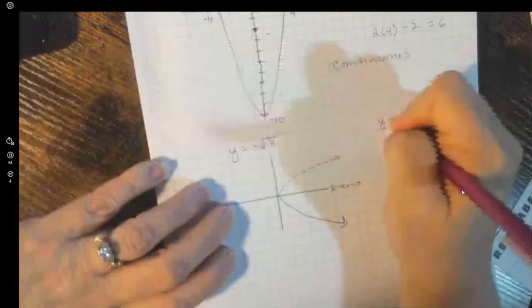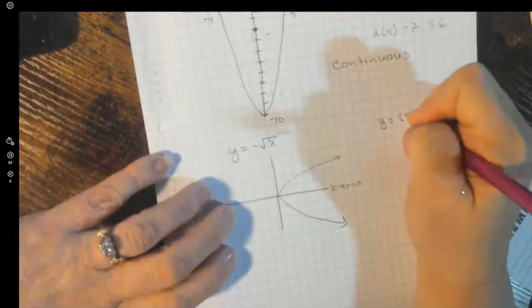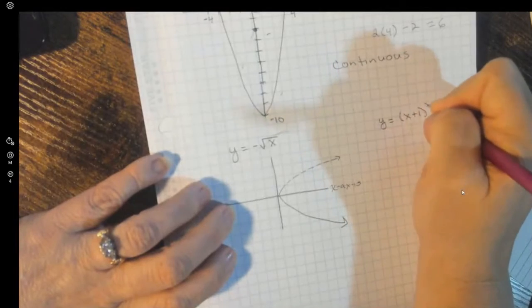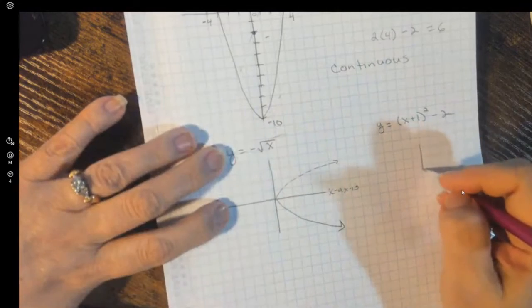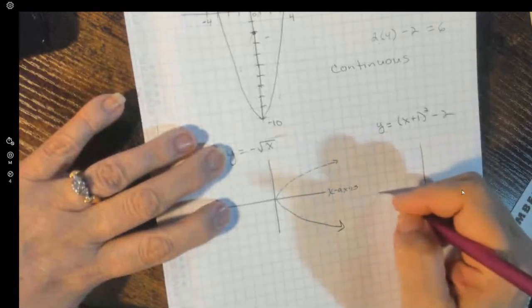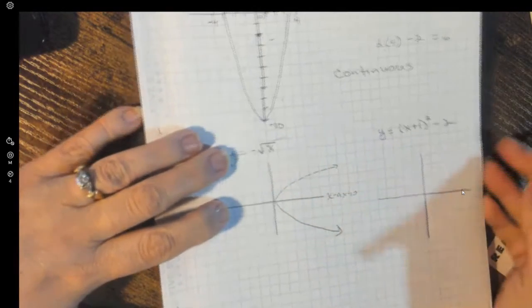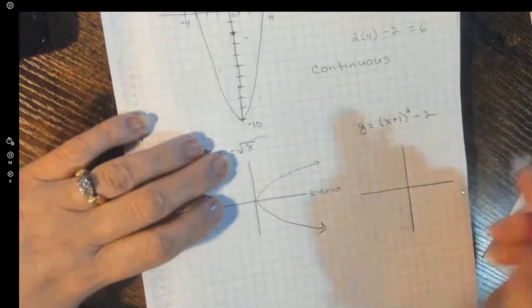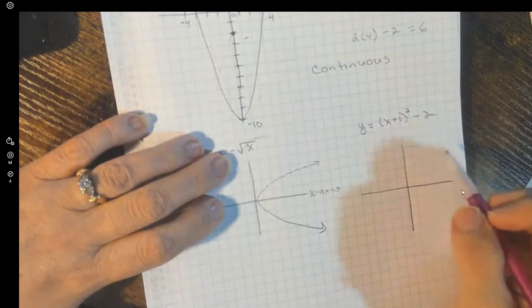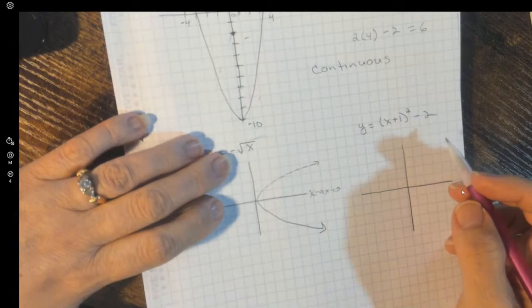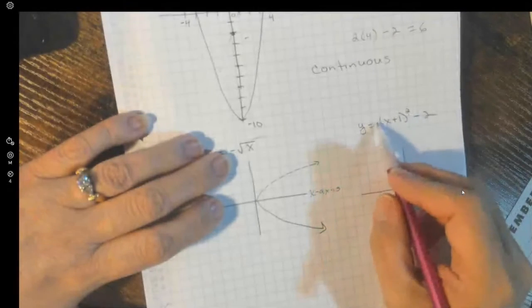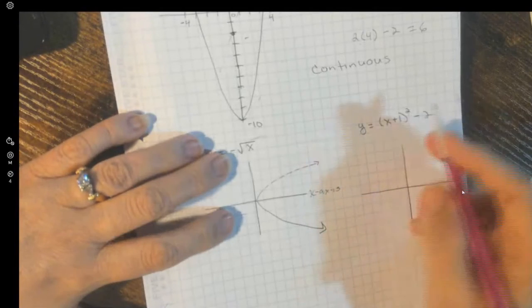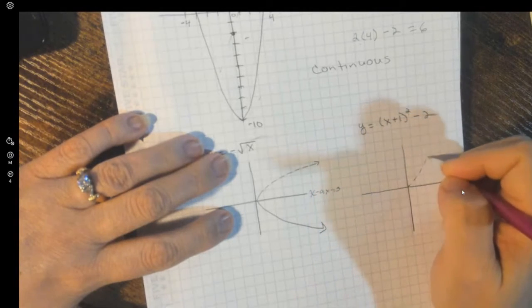So another one, y equals (x plus 1) squared minus 2. What does the graph look like? It's squared, so it's going to be a parabola. Yep, it's a parabola going up because this is positive in front. So this is our basic graph.